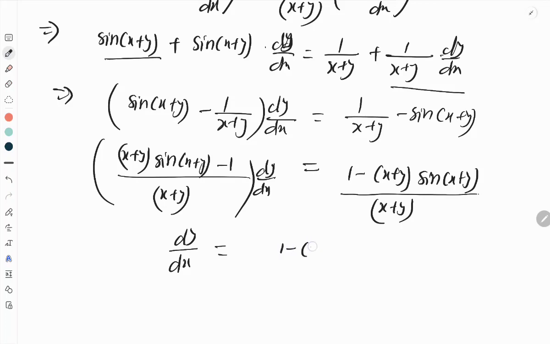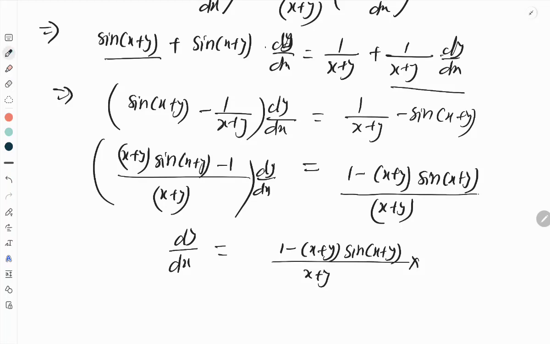Solve it, then you have to go. Maybe this type of question may appear in the exam. 1 minus (x + y) sin(x + y) upon (x + y). Okay, you are going to divide by this term, correct or not? It will be converted into multiplication.